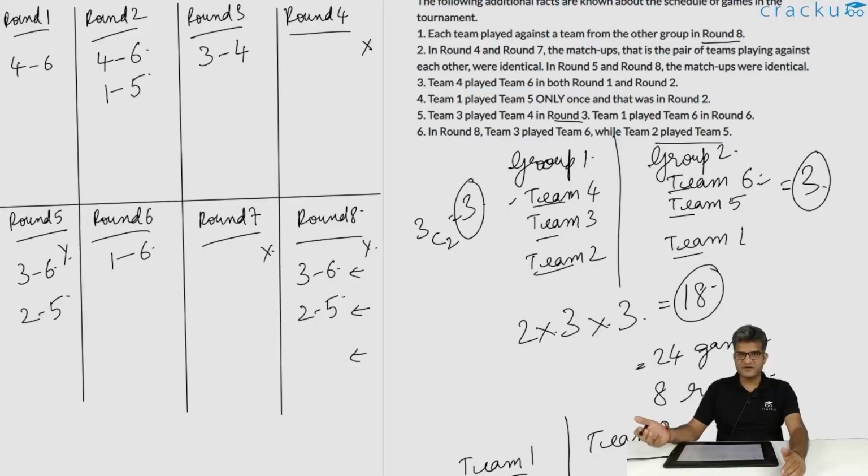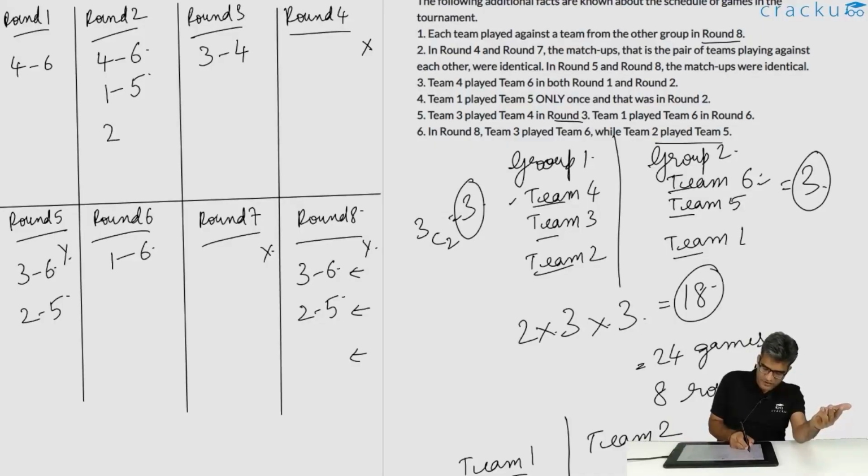The third matchup will be between the 2 teams which are not part of those 2 games. For example, in round 2, we have 4, 6, 1, 5. The 2 remaining teams are 2 versus 3. Similarly, in round 5, we have 3, 6, 2, 5. The 2 remaining teams are 1 and 4.